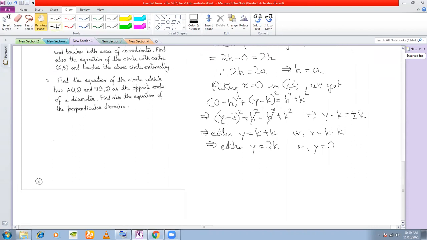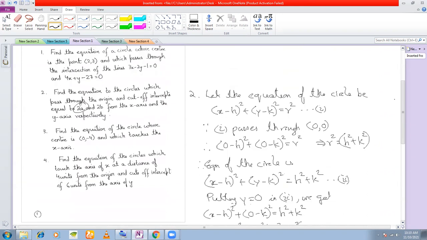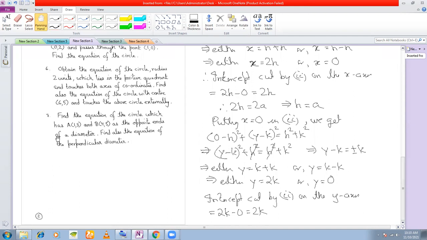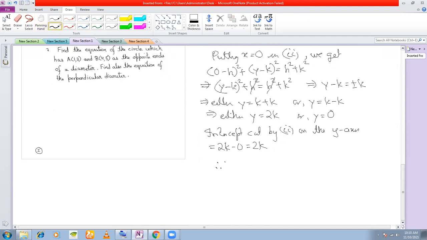So therefore, what is the intercept cut on the y-axis? Intercept cut by the circle on the y-axis is equal to 2k minus 0, which is equal to 2k. And in the problem, how much is it given? It is given that it cuts off an intercept of 2b on the y-axis. So therefore, 2k must be equal to 2b. That means k must be equal to b. Okay, so we have got the value of h and k.